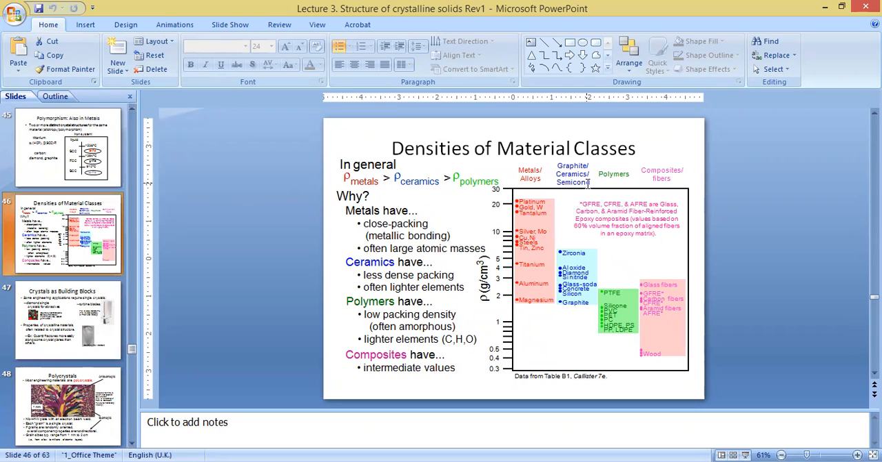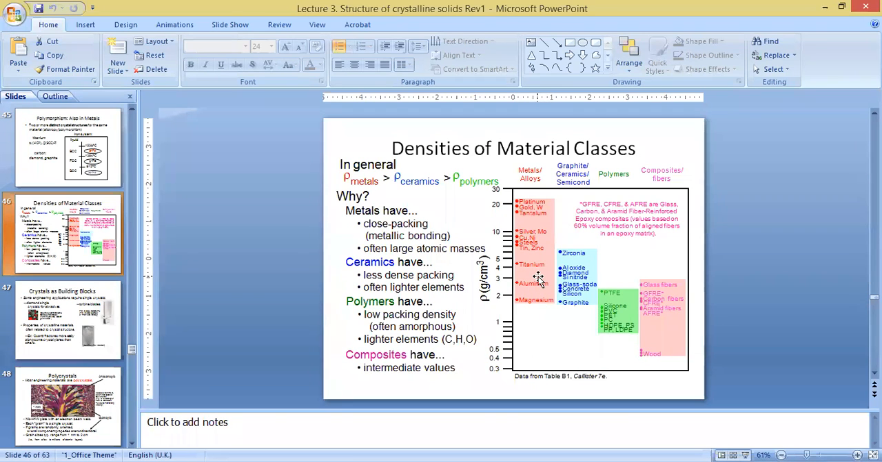I think this is just densities of material classes. This is just a table to help you understand how density varies with different materials. You have the metals, the graphite, ceramics, the semiconductors, the polymers, and the composite fibers. In terms of density, usually metals are probably the most dense materials we know. It doesn't mean that all metals have the same density, though. Some metals are lighter than others.